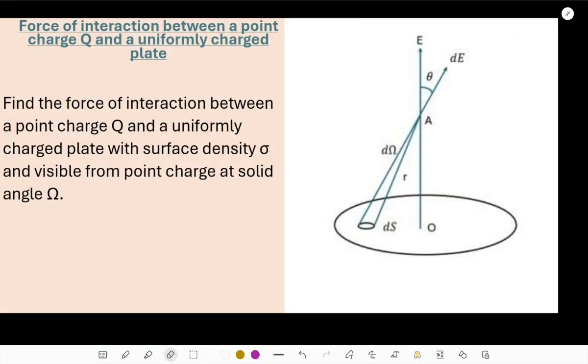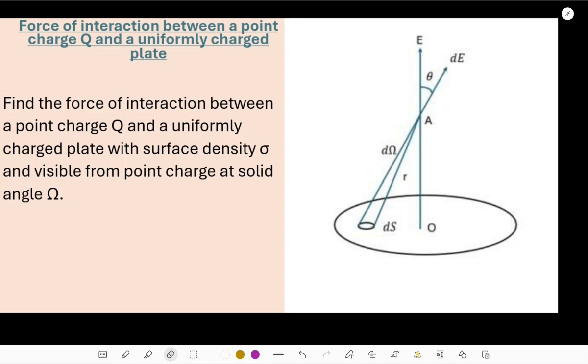And welcome. Let me solve a problem based on the previous video. The application will be fine. The problem statement is we need to find out the force of interaction between a point charge and a uniformly charged plate.